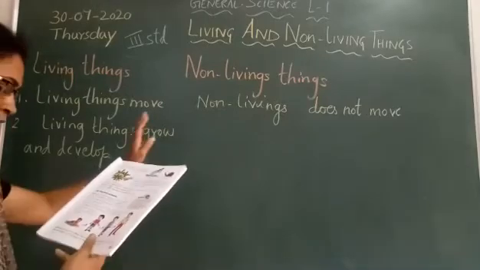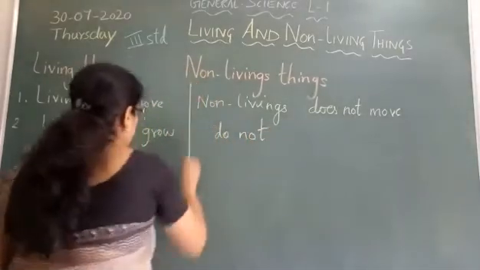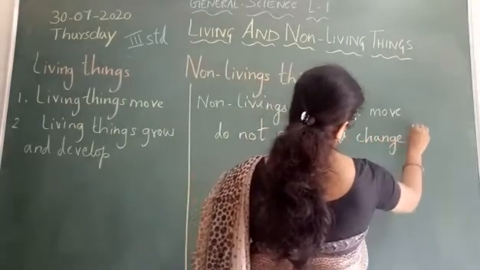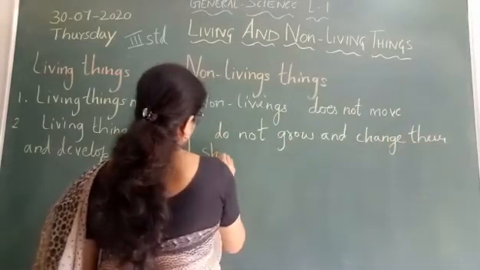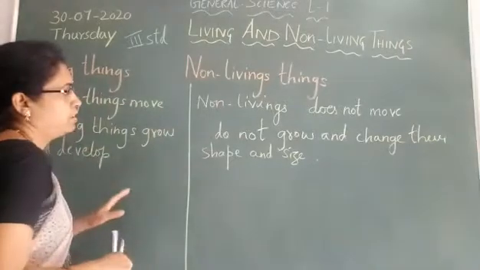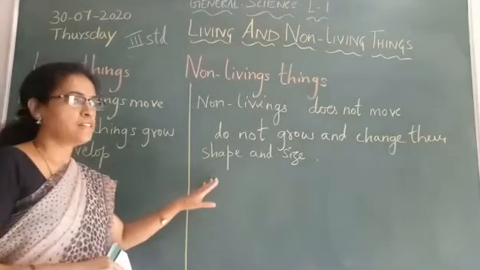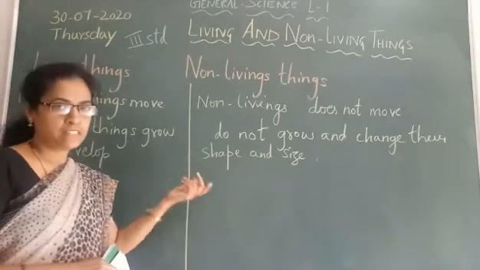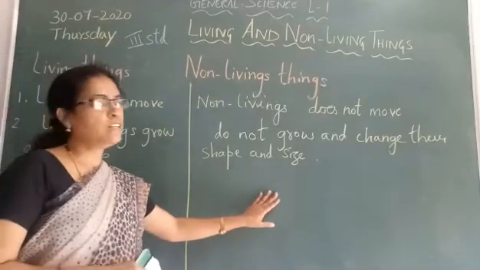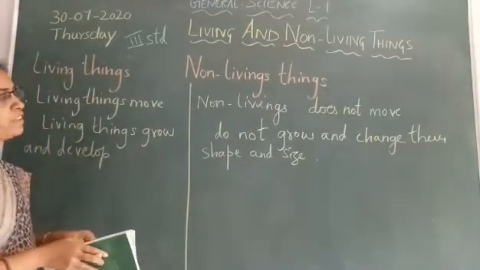So what about non-living things? Non-living things do not grow and change their shape and size, children. For example, your pencil box, eraser, water bottle, toy: will it grow, will it change its shape with time? No, it remains as it is, isn't it? So non-living things will not grow and change their shape and size. Understood?